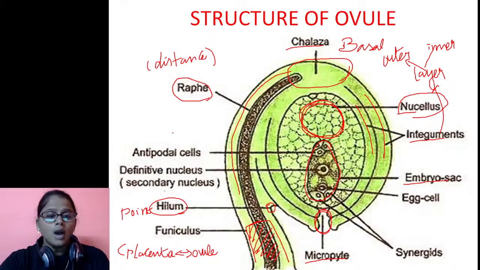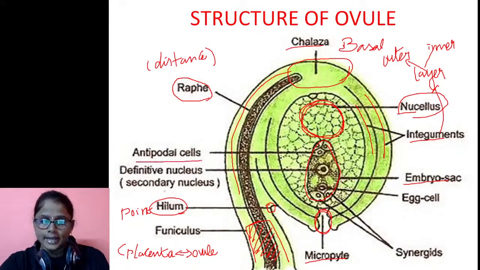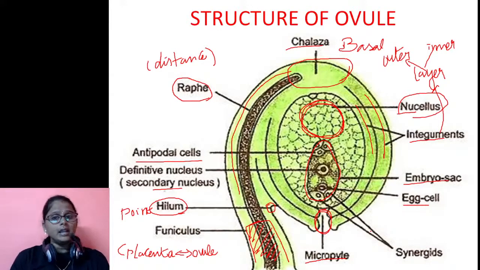So I am not going to tell you what is the antipodal cell and secondary nucleus and egg cell, because we have to study in detail when you are studying about the embryo sac. So we have to wait until we are clear about the structure of the ovule.